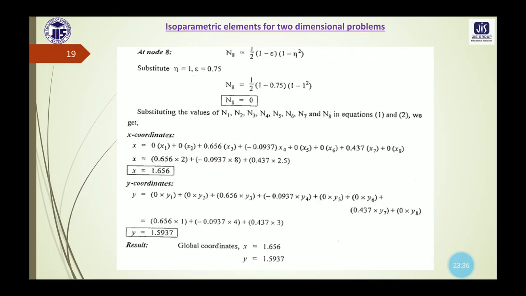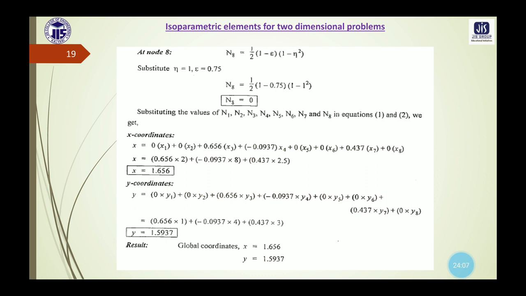So what we have done, to calculate the global coordinates, that is x and y, we have first written the values of the shape function for the 8 different nodes. There we have entered the values of epsilon and eta, and finally we have calculated the values of the 8 different shape functions.